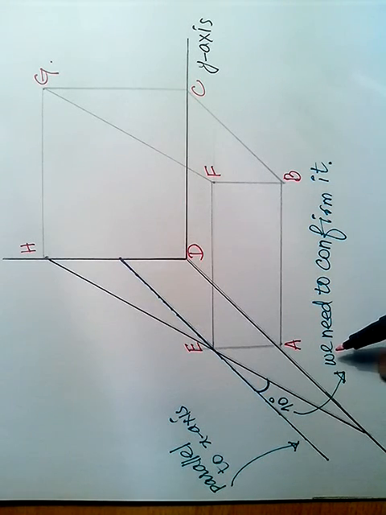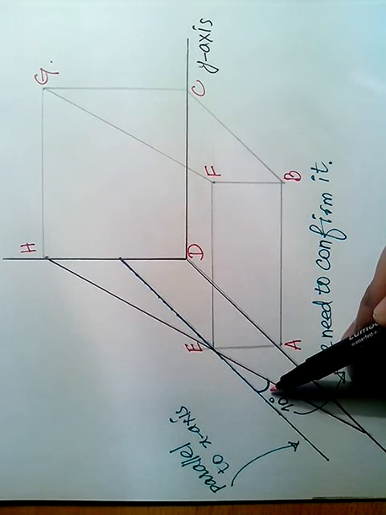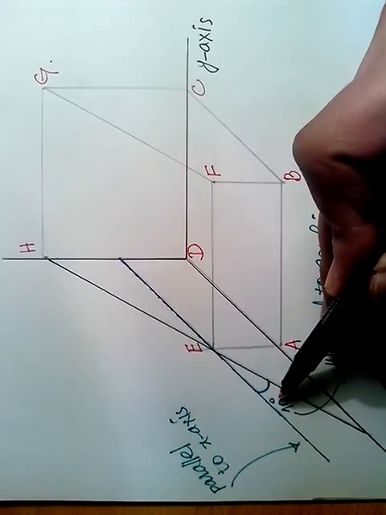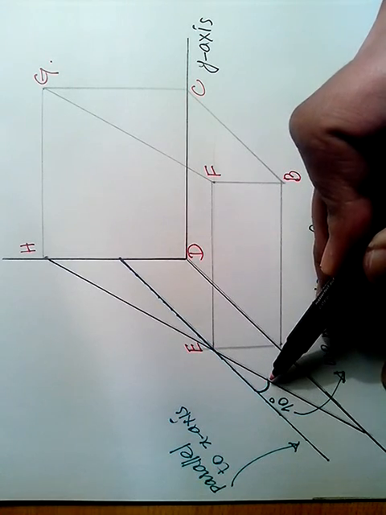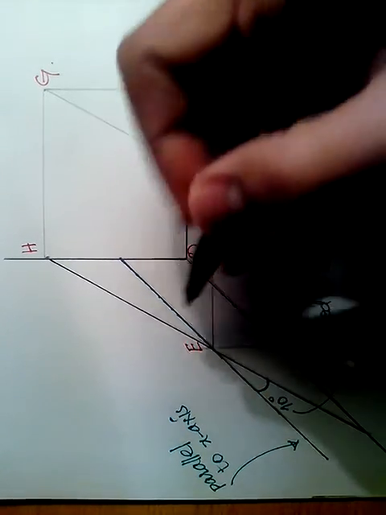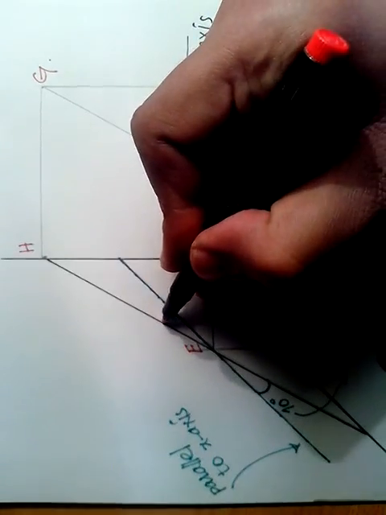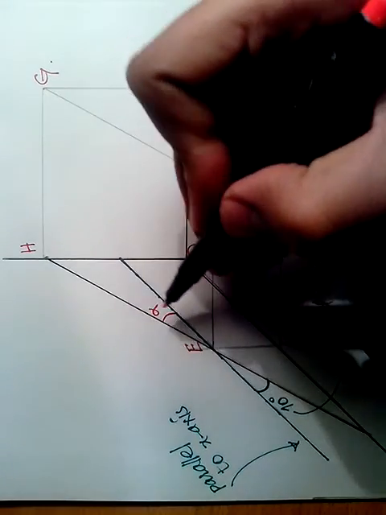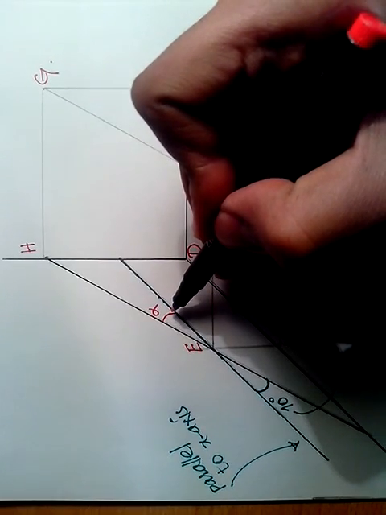Okay, we need to prove that this angle is at least 10 degrees. To prove this, we know that these are two lines, and they intersect at point E. So this angle of 10 degrees and this angle are the same. If we can find this angle, we call it alpha, and prove that it is at least 10 degrees, then we are done.